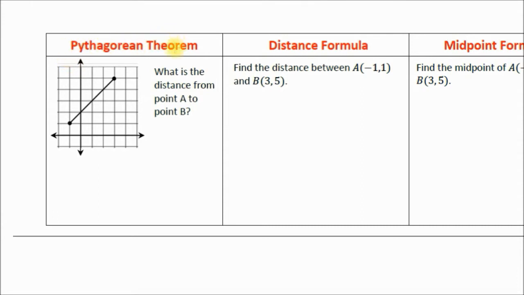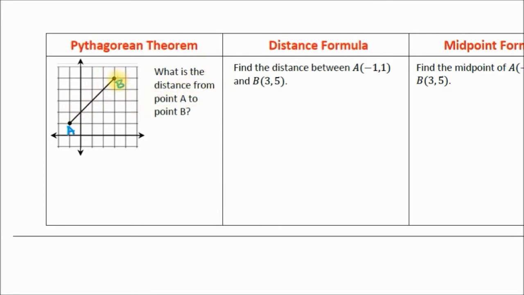The first box here I'm going to label as Pythagorean Theorem. And the question is, what is the distance from point A to point B? Well, I guess we probably should label point A and point B. So let's call this one point A. And here is point B. And the question, what is the distance? What is the length of this segment? Is the same thing as asking what is the distance between A and B.